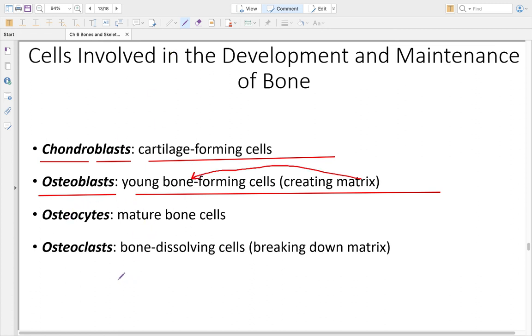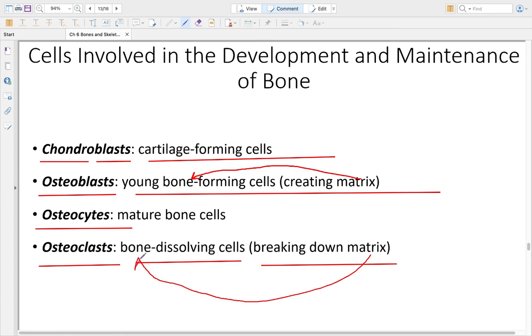Osteocytes, mature bone cells. Osteoclast, bone dissolving cells, aka breaking down that matrix, which is very specifically bone. Okay, you want to know the cells and what their primary function is.